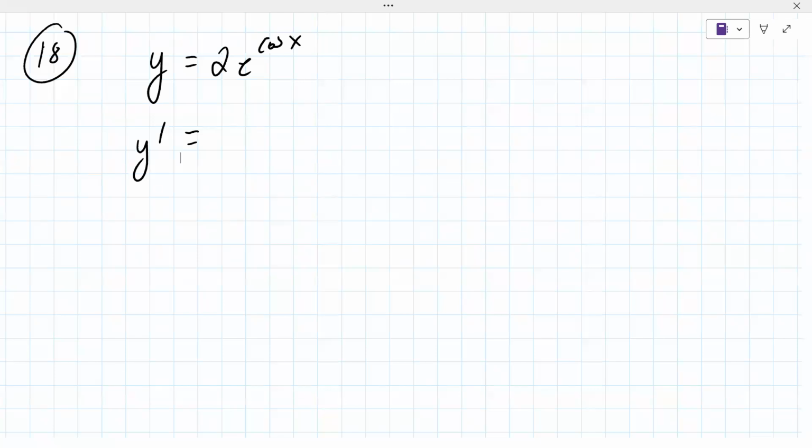Okay, so isn't it just 2e to the cosine x times negative sine x? Yes. Okay. So then there is a good reason to simplify when you're reusing the derivative, because now it's a product rule for the second derivative.